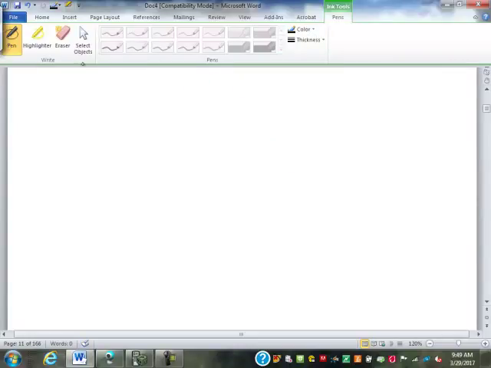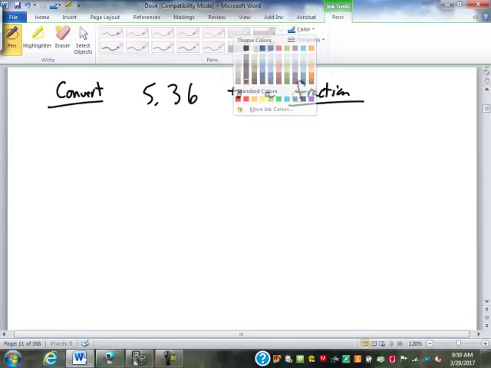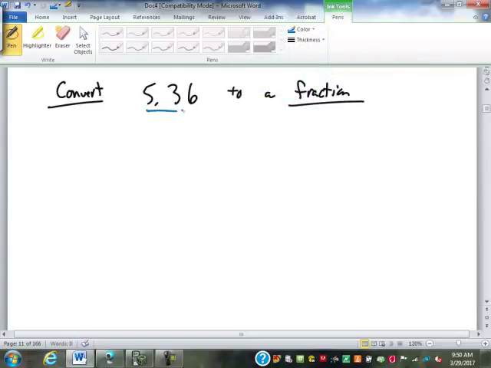For what we're going to do on our tests and quizzes, though, we will want it exact. So we'll be asked to convert something like 5.36 to a fraction or mixed number. Let me try that in your notes quick. I'll give you a minute to do that.